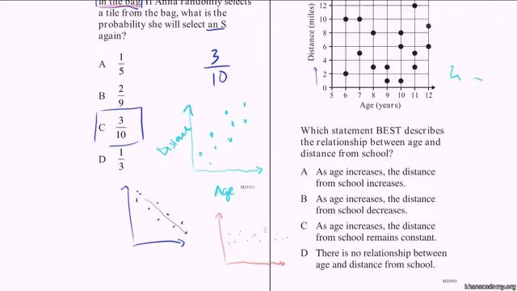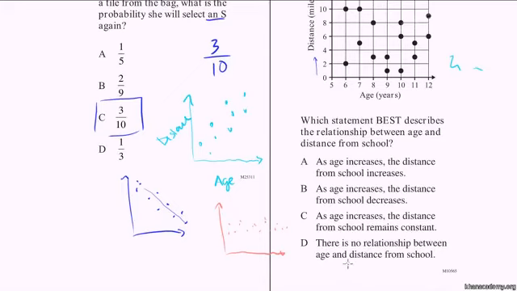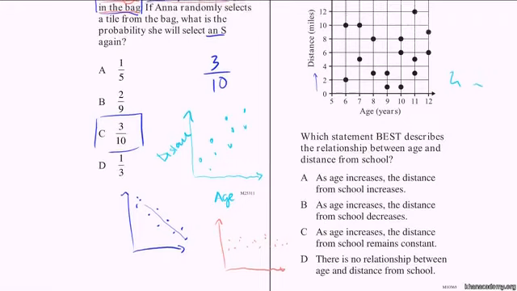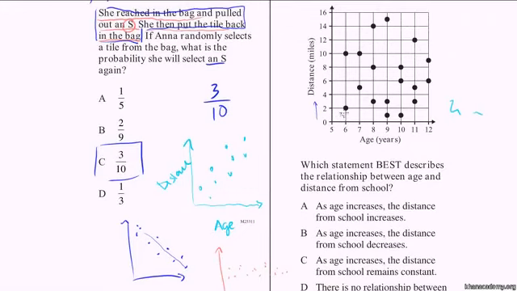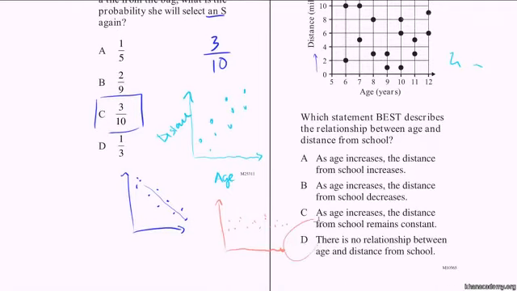And then D: there is no relationship between the age and distance from school. I'll go with that one because you can imagine, if I tried to draw a trend line, I could draw something like that. Maybe that makes it look like there's a trend, but I just as easily could have drawn that, and that looks just as good to me. Or I just as easily could have drawn that. None of these look like they fit the data any better. So the answer that I feel comfortable with is D.